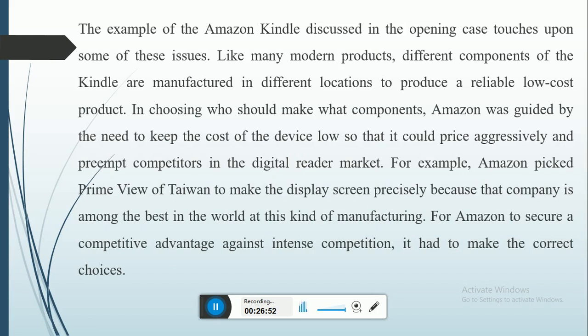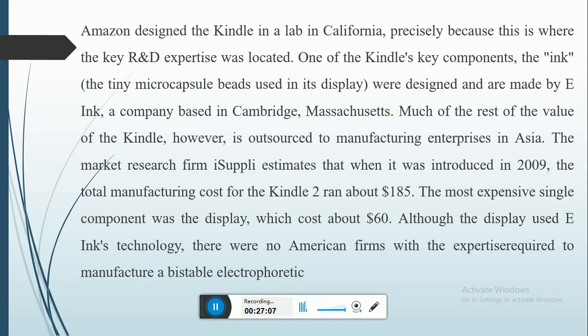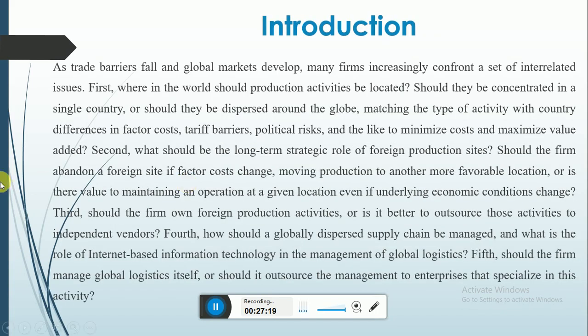So now let me review what we have discussed. In the next class we will discuss where to produce, the factors, and the hidden costs as well. We have discussed the case regarding Amazon Kindle, where they wanted to produce. They moved from one country to another. They designed in one country and produced in 2-3 countries, with some parts produced in Taiwan, South Korea, China, and the United States. So these are the questions which you need to answer before moving your production to another country.